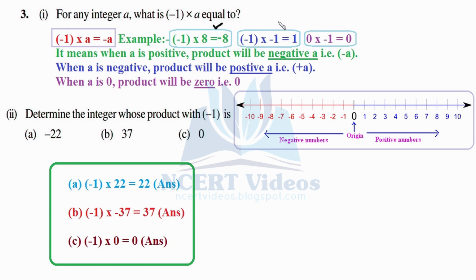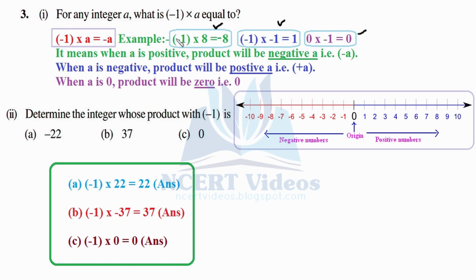Now, if the number is 0, because this is an integer, left hand side are negative numbers, right hand side are positive numbers. That's what you have learned in your previous classes. Now 0 into minus 1, anything multiplied with 0 is equal to 0. So we deduce 3 conclusions from it.